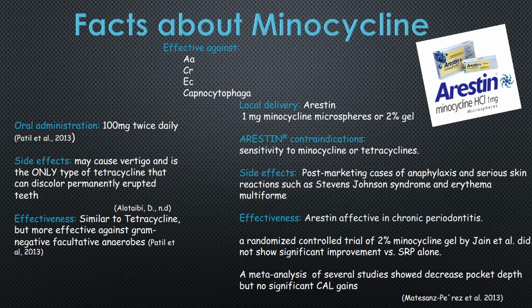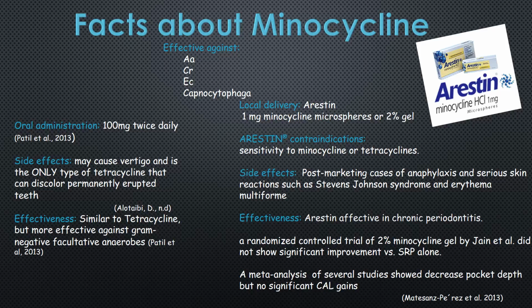Minocycline is a semi-synthetic version of tetracycline and therefore is effective against the same bacteria. It can be administered orally at a 100 milligram dose twice a day. A side effect reported is vertigo. It is also the only type of tetracycline that can discolor permanently erupted teeth. Minocycline has been shown to be similar in effectiveness to tetracycline, but is more effective against gram-negative facultative anaerobes.